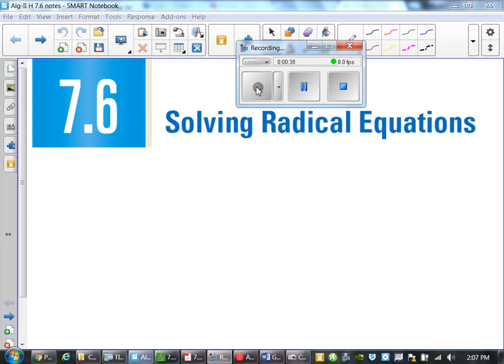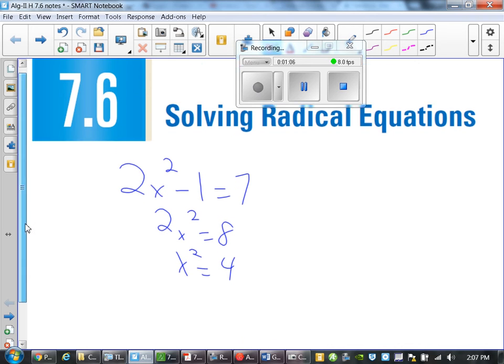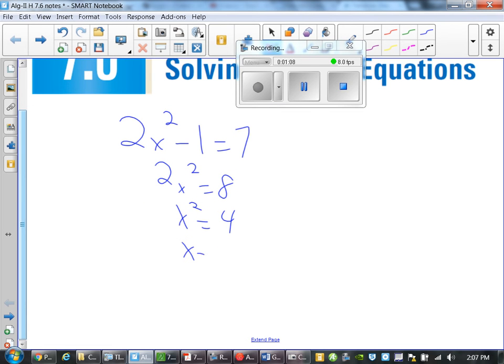For example, if I just have something very basic as, I don't know, 2x squared minus 1 is 7. I had to think of something that would work. What do you do first? Add 1. You'd add 1. Then what? Divide by 2. And if I took a square root over an equal sign, I'd get x equals plus or minus 2. You've done that problem for a long, long time.